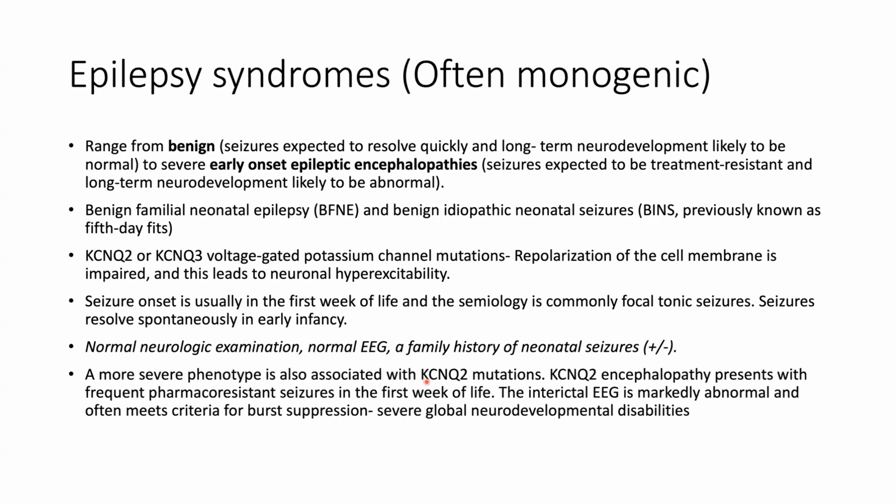The severe ones are those which also can be due to KCNQ2 mutation. This is called KCNQ2 encephalopathy. So the benign variant is what is called BFNE or BINS. The severe one is called KCNQ2 encephalopathy. It presents with frequent seizures in the first week of life, and they do not have such a rosy prognosis. The EEG is bad in these children. The neurological examination is bad. The development is not going to proceed in a normal fashion in these children.